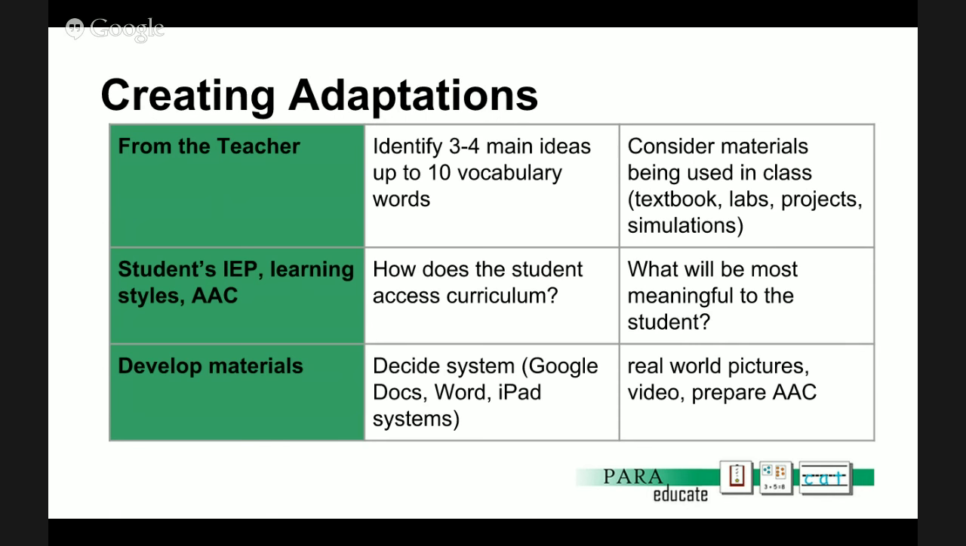Part of that team approach, one way we've used, we go to the general ed teacher and say, we've got Unit 4 coming up. What 10 vocabulary words do you think are the most important out of that unit? Or what are the 3 to 4 main ideas that you would like all your students to really walk away with and demonstrate? You might need to give a little give and take here, particularly with the student and how they access the curriculum.